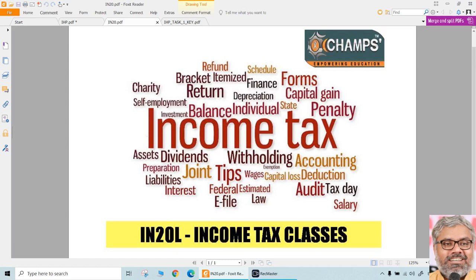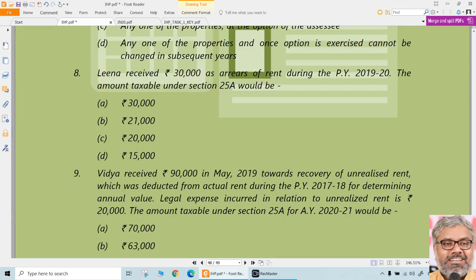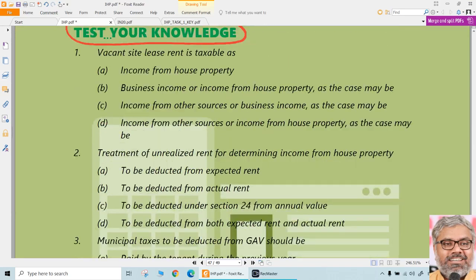And some more questions related to this head of income, anyway, I'll give you as a separate task, which you can also use for further practice. That's it. With that, we can conclude this chapter of income from house property. And sorry, I think deemed income or deemed ownership is one topic that we have not discussed yet. That is just a theoretical discussion.